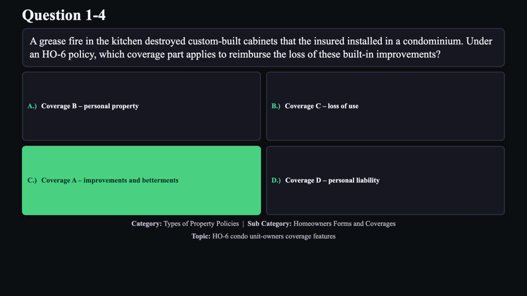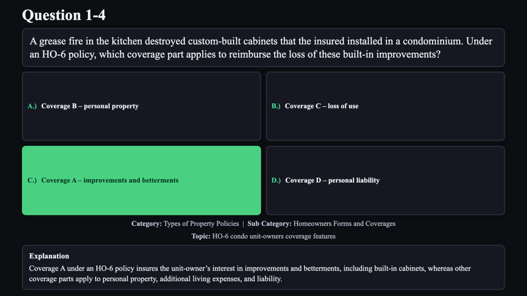The correct answer is C. Coverage A under an HO-6 policy insures the unit owner's interest in improvements and betterments, including built-in cabinets, whereas other coverage parts apply to personal property, additional living expenses, and liability.